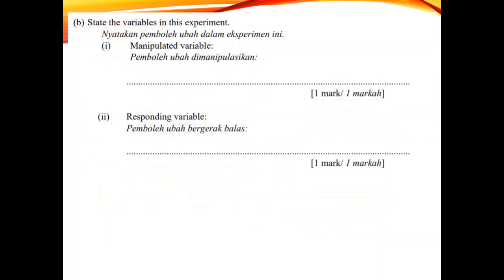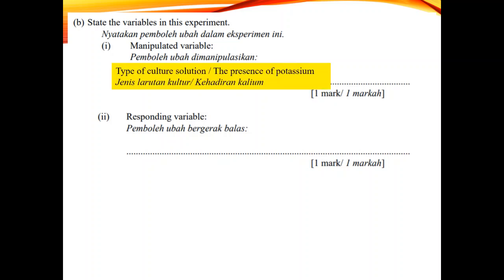Next, we move on to question B. State the variables in this experiment. The manipulated variable is the type of culture solution, right? From the table, you can get the answer already. And then the responding variable is referring to the condition of leaves. So we look at C.